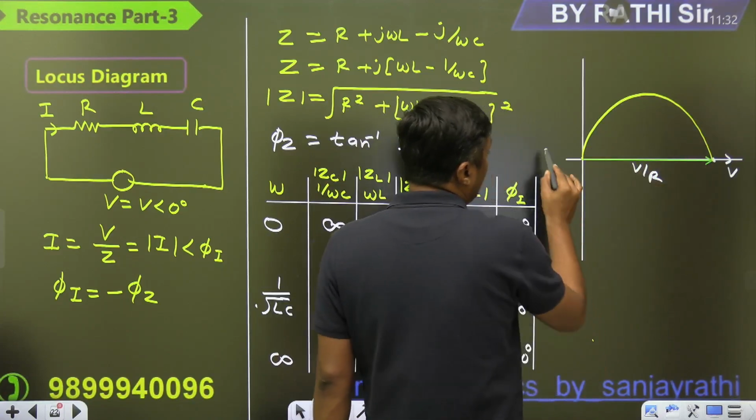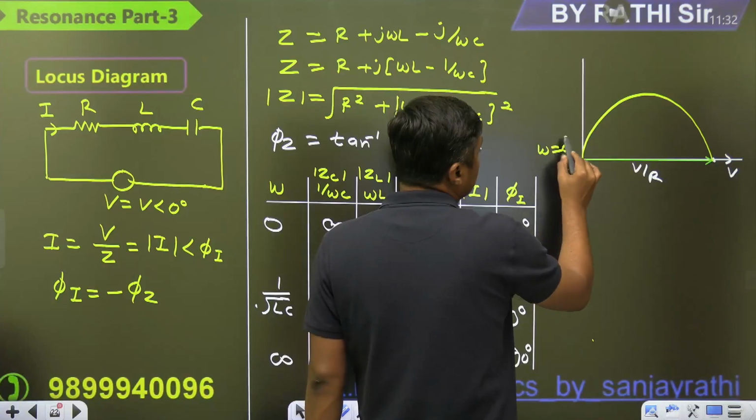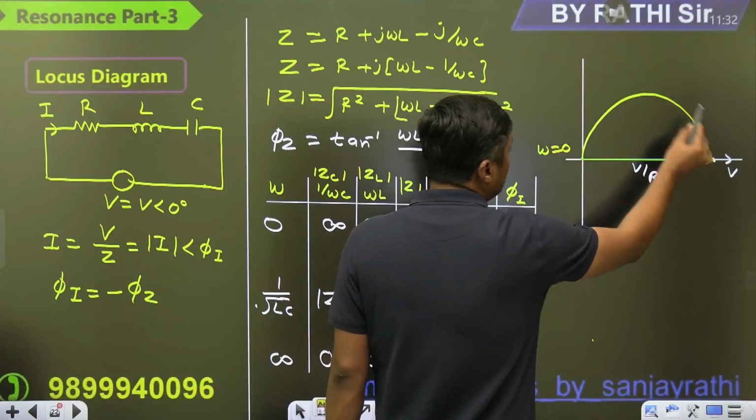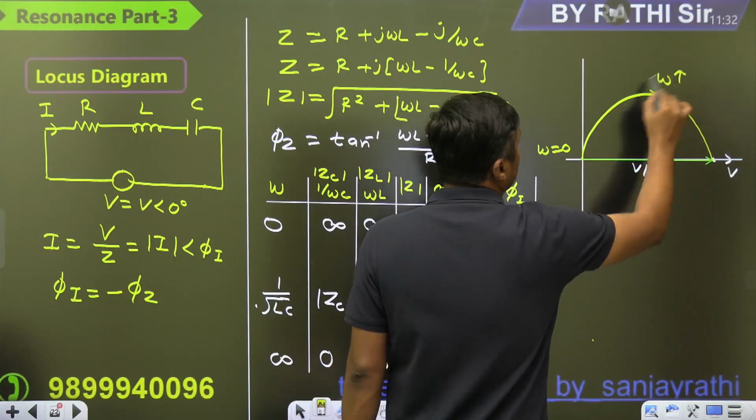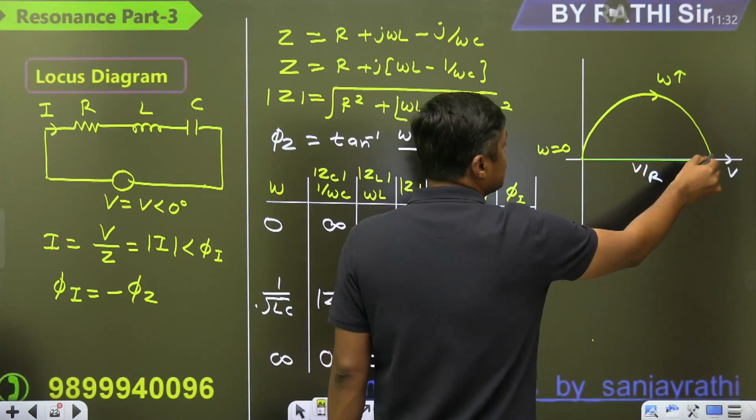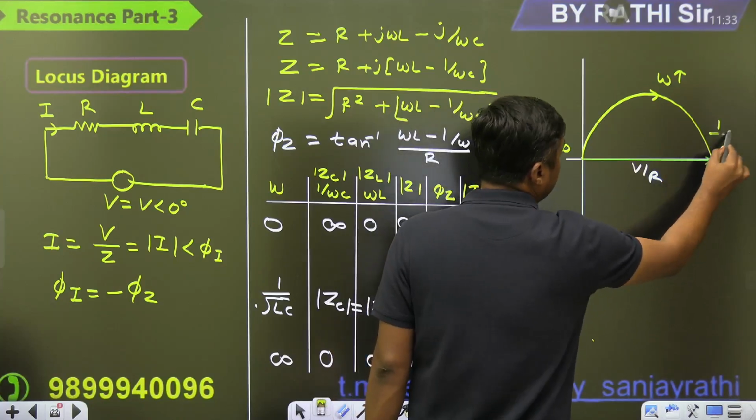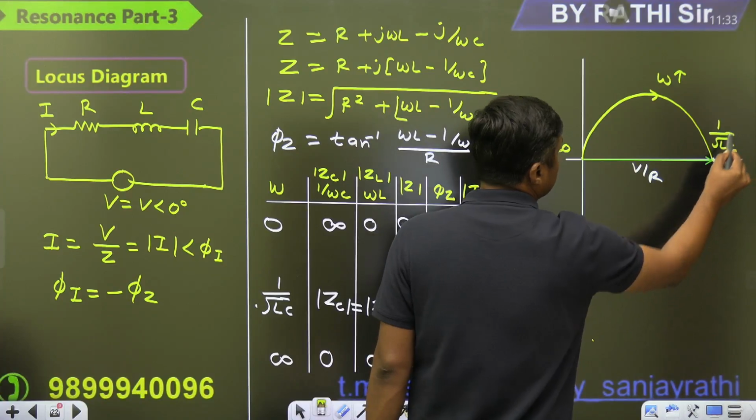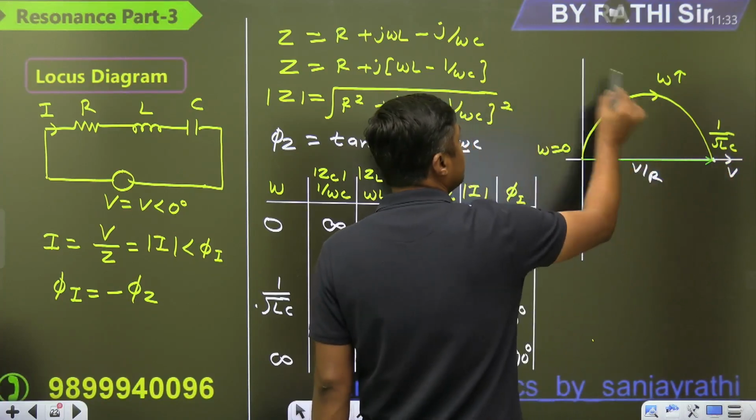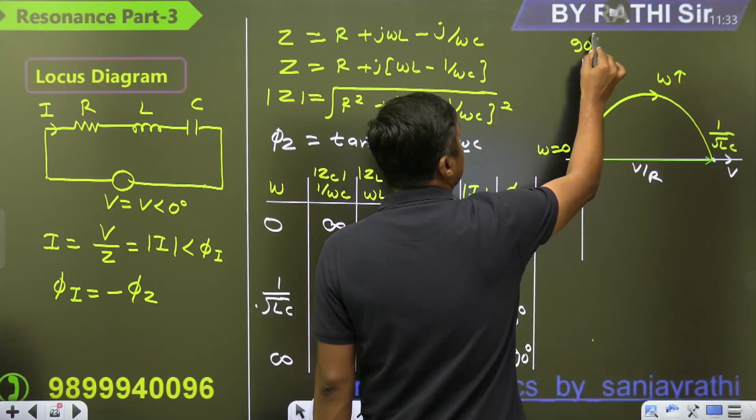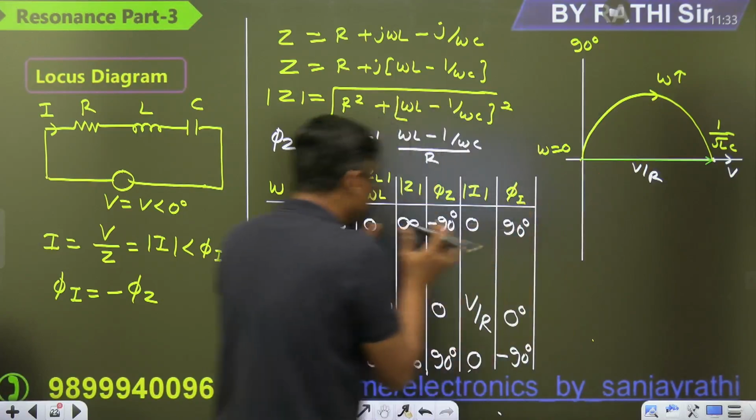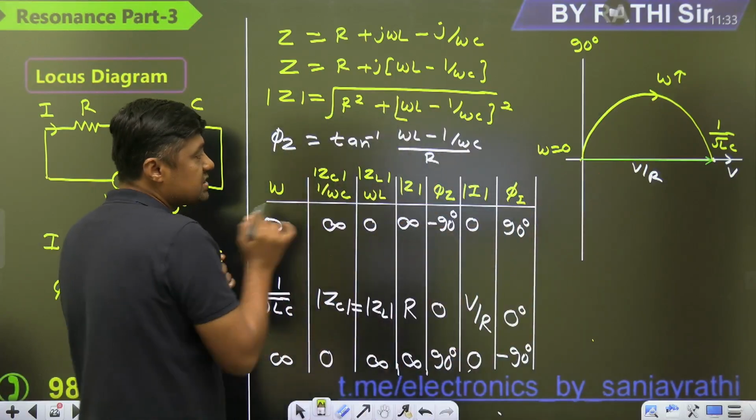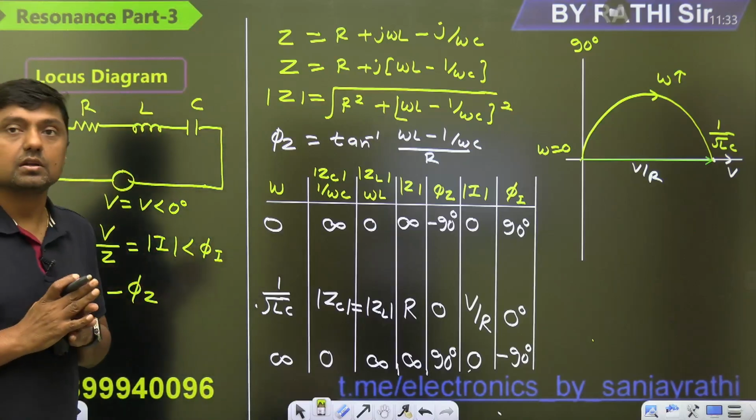Right? Now here omega is equal to 0. It will vary from 0 to what? This point, 0 to this point. And exactly at resonance frequency at this point, the value of omega is 1 by root LC. It will become purely resistive, and that is what? It is a 90 degree. So current leads by 90 degree. Exactly at 0, it is purely capacitive, because the capacitive impedance is infinite. You will get the semicircle.